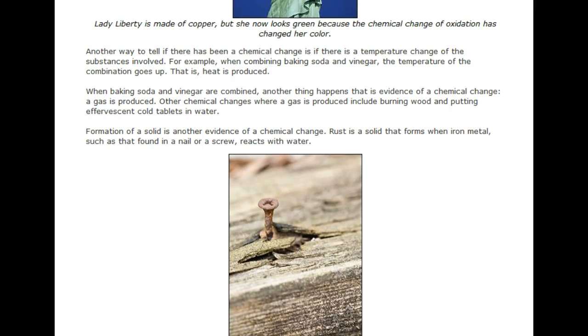Another way to tell if there has been a chemical change is if there is a temperature change of the substances involved. For example, when combining baking soda and vinegar, the temperature of the combination goes up. That is, heat is produced. When baking soda and vinegar are combined, another thing happens that is evidence of a chemical change. A gas is produced. Other chemical changes where a gas is produced include burning wood and putting effervescent cold tablets in water. Formation of a solid is another evidence of a chemical change. Rust is a solid that forms when iron metal, such as that found in a nail or a screw, reacts with water.